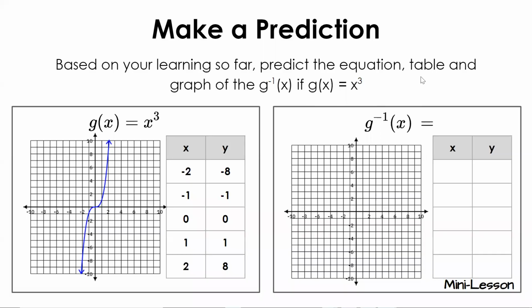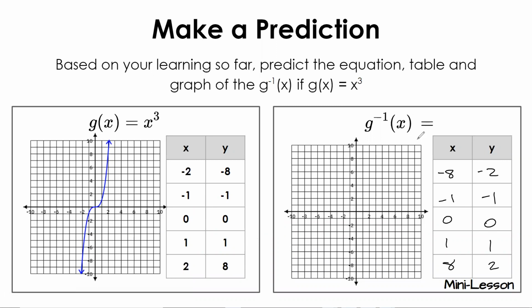Equation, the table, and the graph. Okay, so predict the equation, the table, and the graph. First, let's just do the table. What's going to happen with the x and y's? We're going to switch. Okay, so we're going to write -8, -1, 0, 1. I can't see the last number. 8. And then we're going to have -2, -1, 0, 1, and 2.